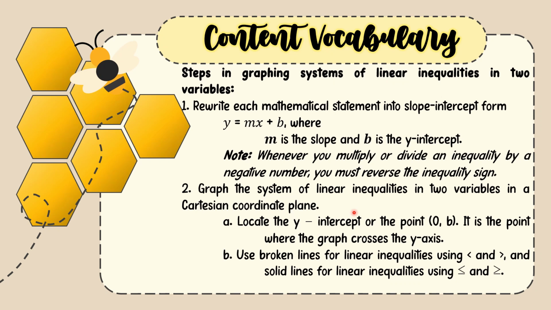Now, step 2, graph the system of linear inequalities in two variables in a Cartesian coordinate plane. So we have here, locate the y-intercept or the point (0, b). It is the point where the graph crosses the y-axis. The second one, use broken lines for linear inequalities using less than and greater than, and solid lines for linear inequalities using less than or equal to and greater than or equal to.